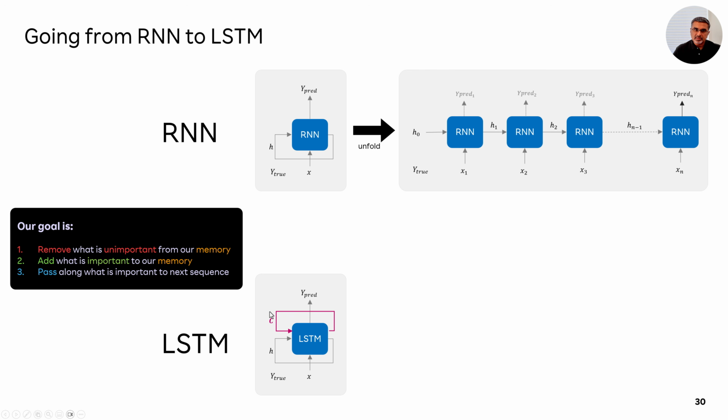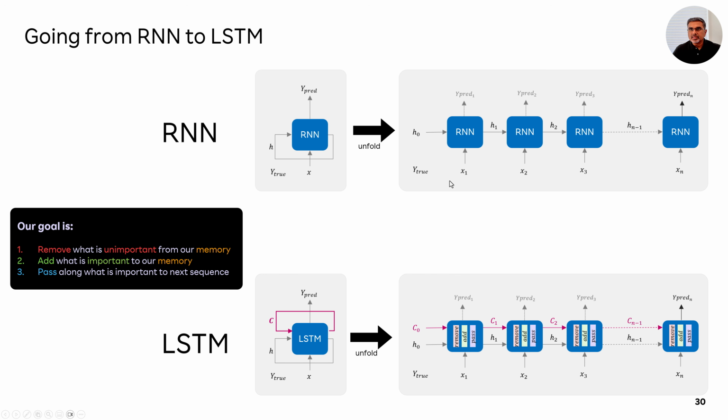That is what this C, what you see as C here, stands for. It's called cell state in the literature. Now we unroll it just like you unroll an RNN, and both the short-term memory, which is represented using H, as well as the long-term memory, which is represented using capital C, get passed to each of the LSTM cells.